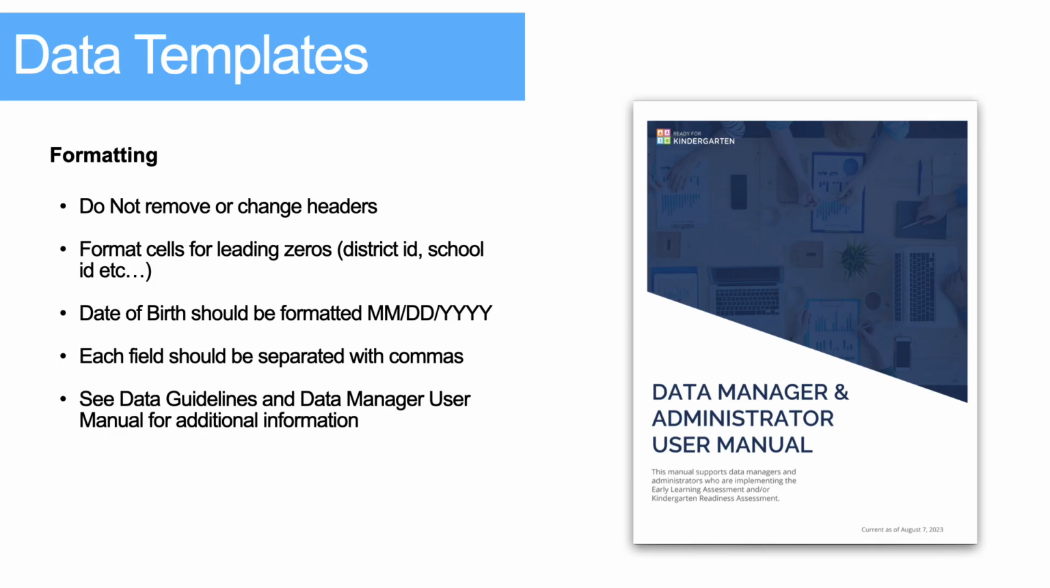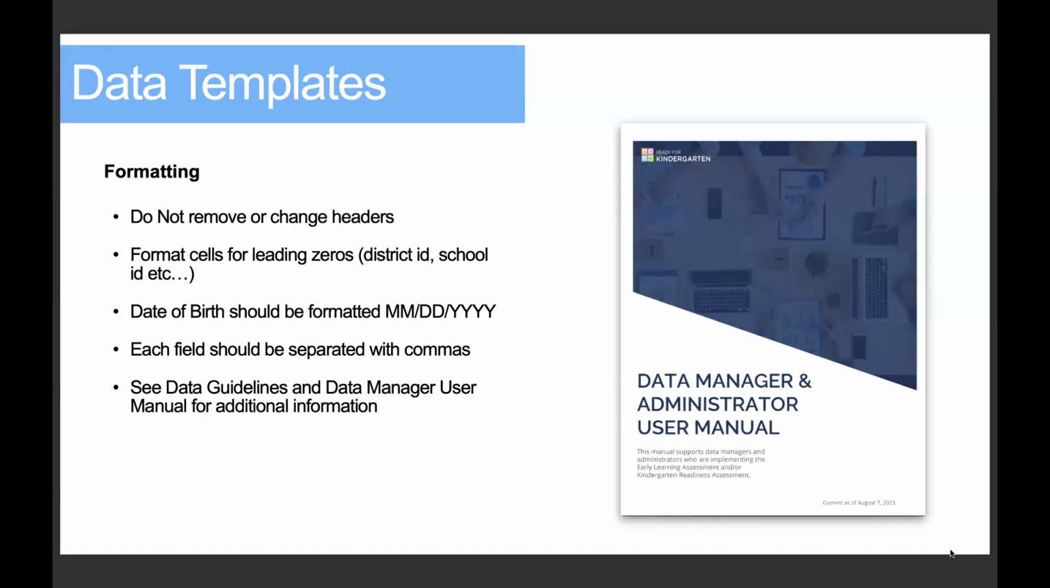Likewise, the date of birth must be formatted as you see here on the screen, with 2 digits for the month, 2 digits for the day, and 4 digits for the year. And then each field should be separated with commas. So this is a CSV, a comma separated value form, that is being uploaded. And if you convert this to text for some reason, all the fields must be separated via commas. See the data guidelines for more information. It will walk you through what is required in each field and what information you need to submit in order to upload this correctly to the system and for reporting.